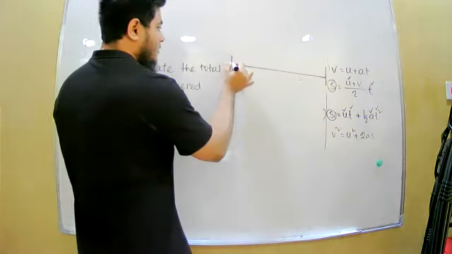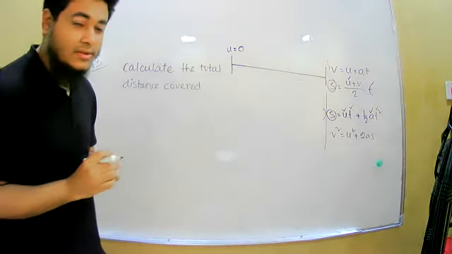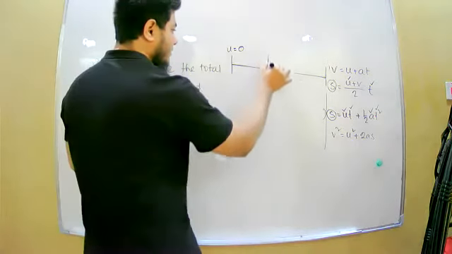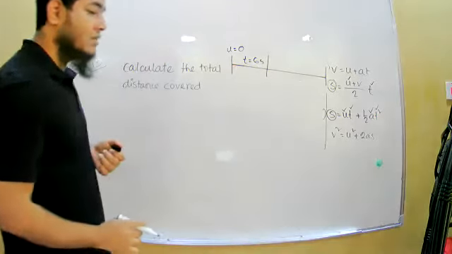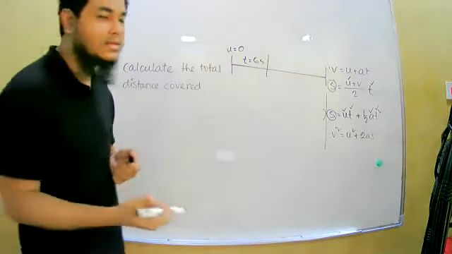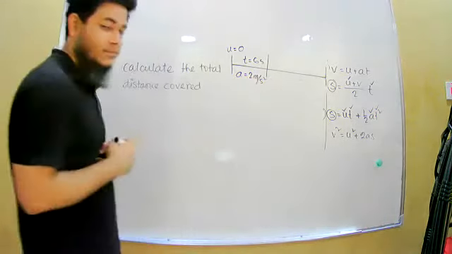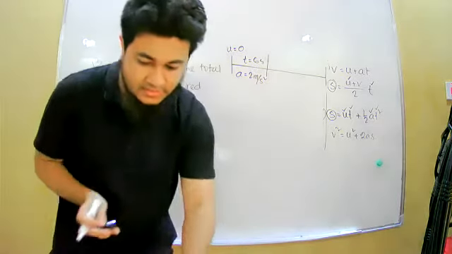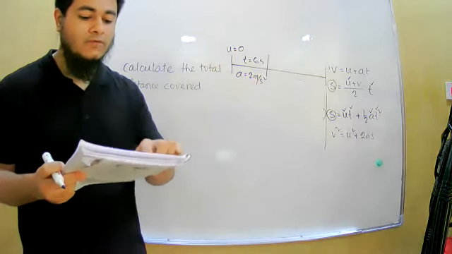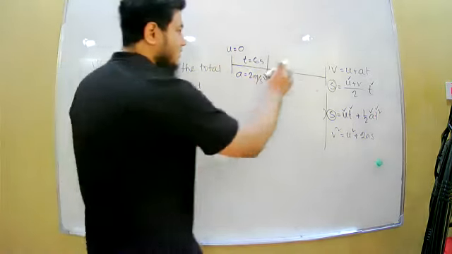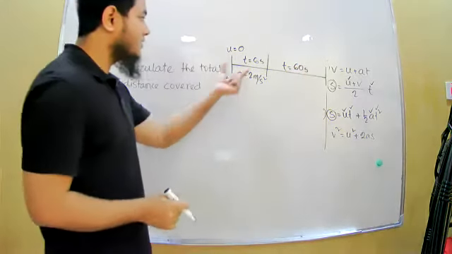Okay, here we started with our velocity zero. We started from rest, right? And what happened? For the first 6 seconds, this is 6 second time, within this 6 seconds there was an acceleration. Acceleration was 2 meters per second square, right? And after that, the question said it moves with constant speed for 1 minute. That means the time here is equal to 1 minute. 1 minute is equal to 60 seconds, right?